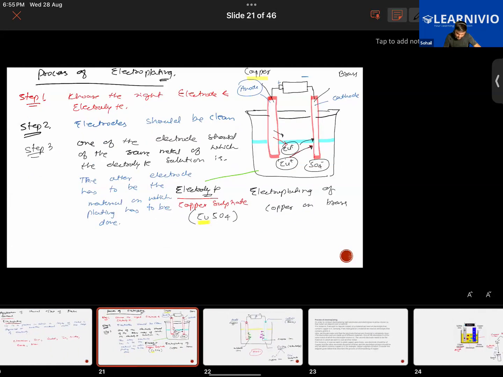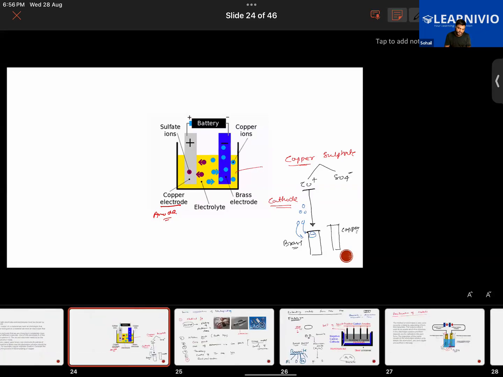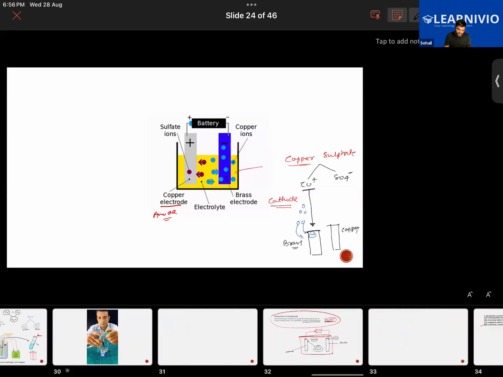Over here, you can see... we did learn about electroplating of copper over brass, and why a certain electrode has to be taken as cathode and which one has to be made the anode. We remember that the material over which coating has to be done is always made the cathode, and the other one is the anode. Keeping that in mind, read this question first.